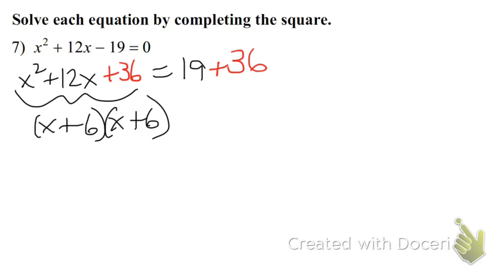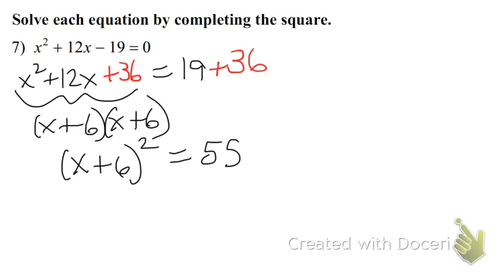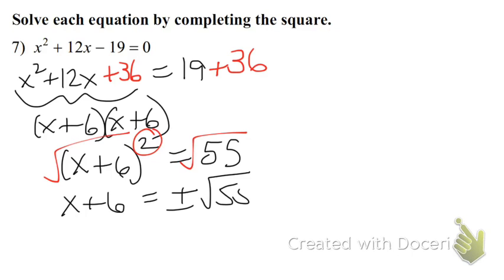Which means, again, you can skip that step. That's the same as x plus 6 squared. That's why we call it completing the square. On the right side, bring down your equal sign and add up 19 and 36, which is 55. Next, undo the square by square rooting both sides. So x plus 6 equals plus or minus the square root of 55.